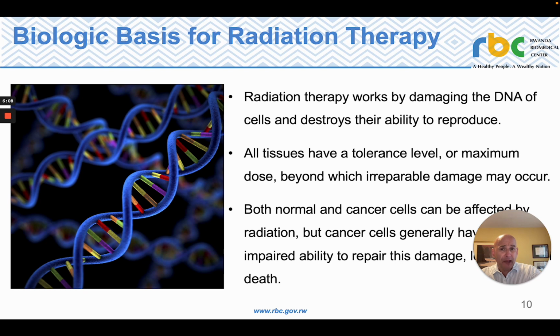Looking at the biologic basis for radiation treatment, it's important to understand that radiation therapy works by damaging the DNA of cells and destroying their ability to reproduce. It's also important to understand that all tissues have a tolerance level, or a maximum dose beyond which irreparable damage may occur. That goes for both cancerous tissue and normal tissues. Both normal and cancer cells can be affected by radiation, but cancer cells generally have an impaired ability to repair this damage, and that can lead to cell death.